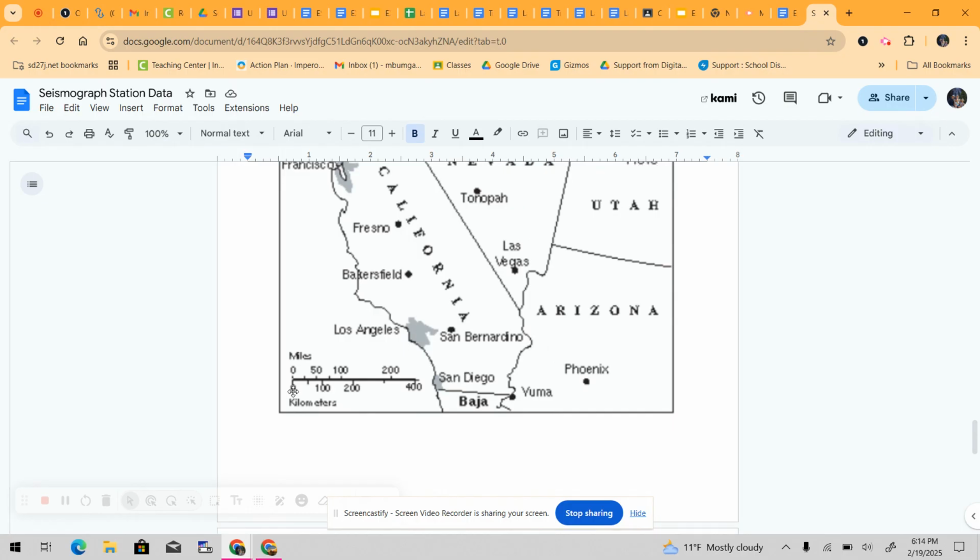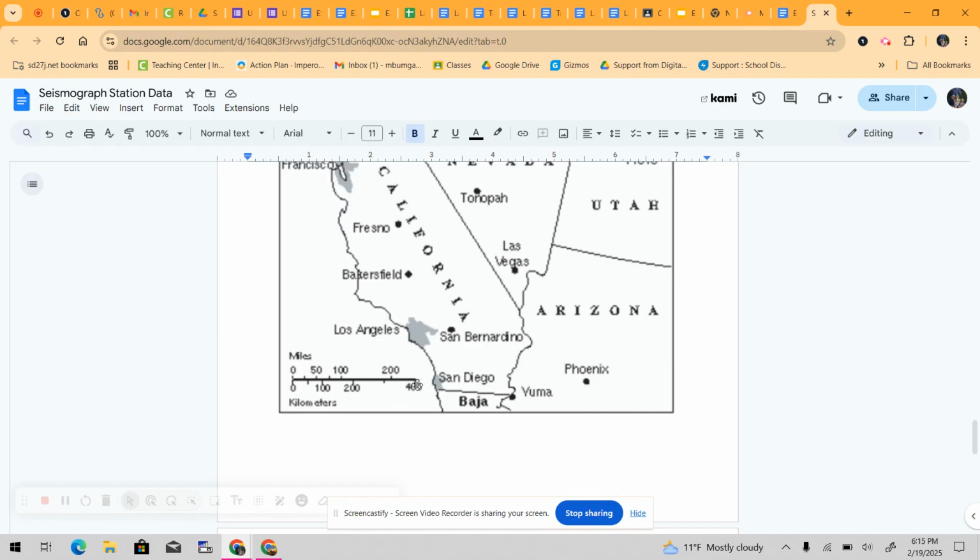In order to do this, we're going to need to use our key down here. You'll notice that this key only goes up to 400 kilometers. So you're going to need to extend the key outward, or draw a line outward from 400 kilometers, to add an additional probably 300 kilometers more. In order to do this, if you measure the distance between 0 and 100 kilometers, you'll find that it's a half inch.